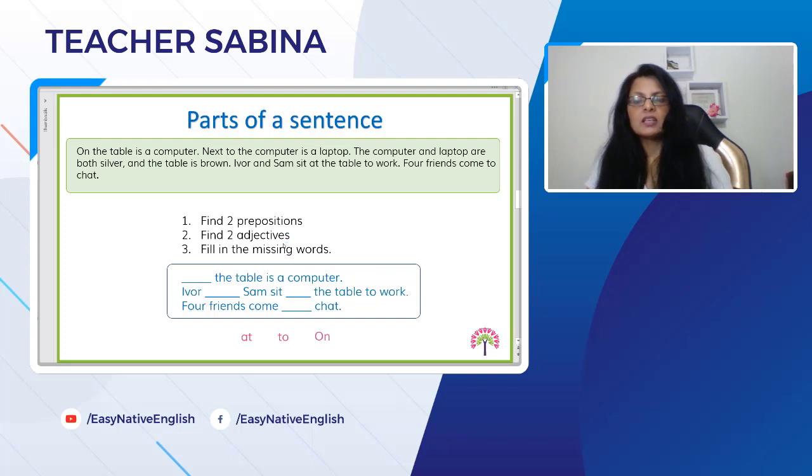Now we need another preposition. Now a preposition doesn't have to just be one word. It can be more than one word. And we can find the next preposition at the beginning of the second sentence. And that is "next to." So "next to" is our second preposition. So next to the computer is a laptop.